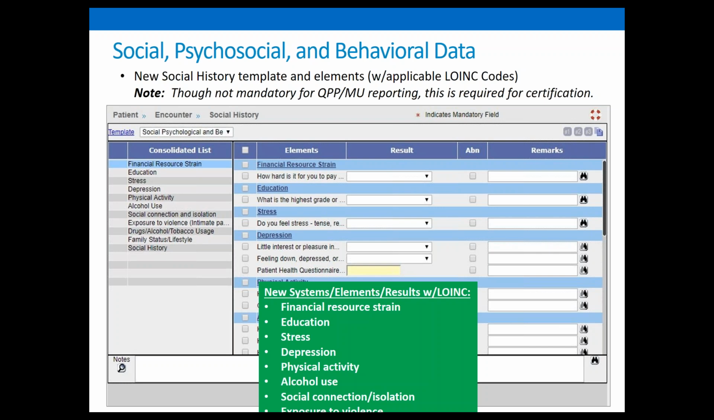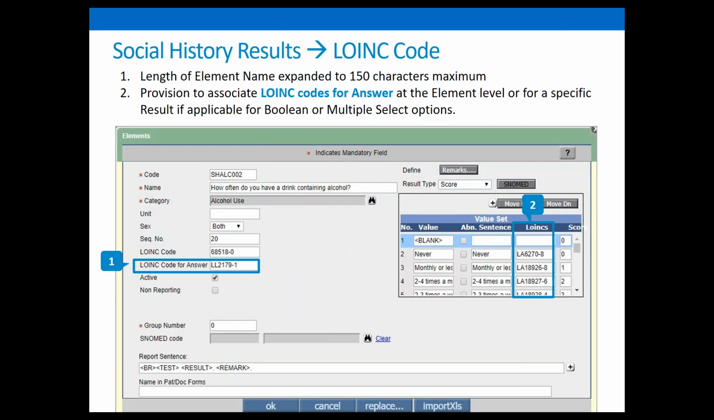The significance of this change, however, is that you can associate a LOINC code not only to the question, but to the answer and or the specific result within the answer. Previously, the LOINC code was only a requirement at the question level. Now it is a requirement at the answer level as well.